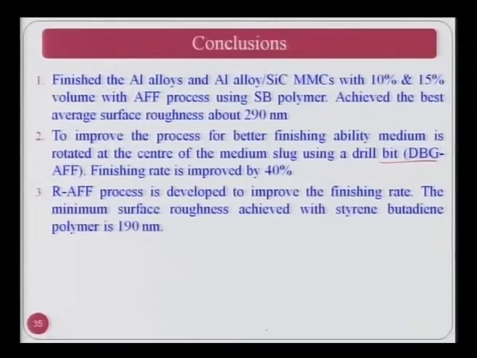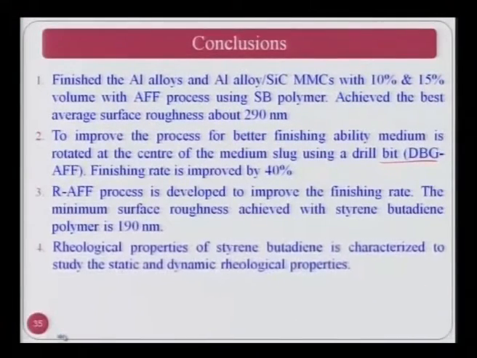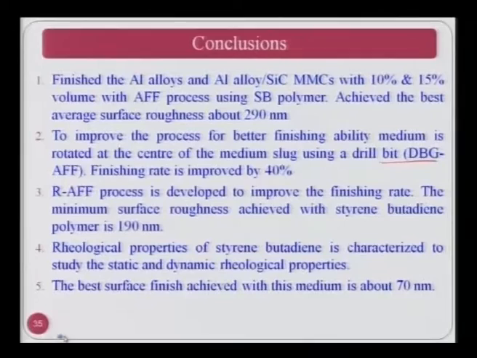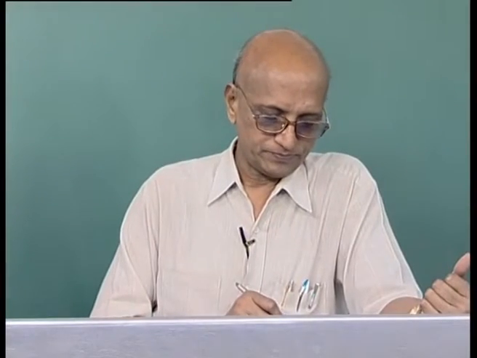Now, the final surface roughness value that you are going to get will depend upon many parameters that I have already explained. The rheological properties of styrene butadiene are characterized to study the static and dynamic rheological properties. The best surface finish achieved with this medium is 70 nanometer, that is 0.07 micron.